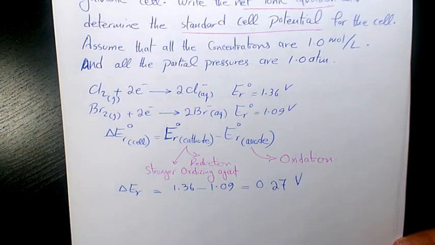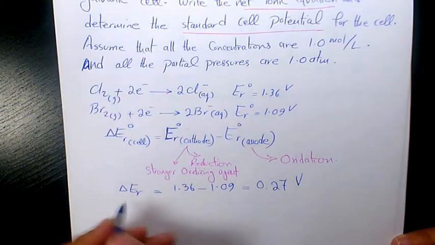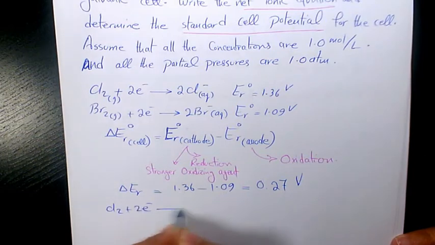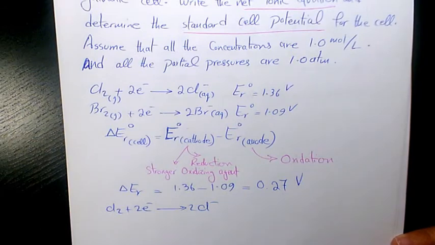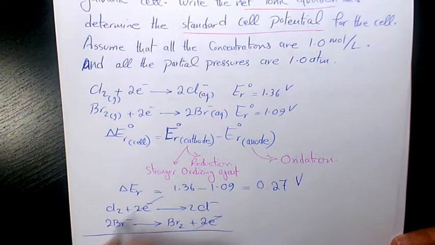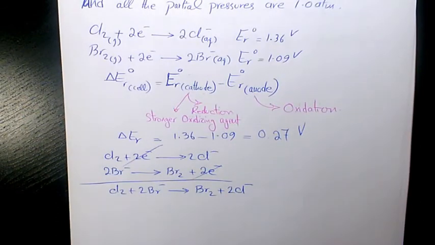Now let's focus on the net ionic equation. So this one is reduction, so we keep it like that. But we need to write the second reaction the other way in order to be able to cancel the electrons. So it's going to be 2 Br⁻ gives us Br2 plus 2 electrons. And when you add them, these two cancel out. We have Cl2 plus 2 Br⁻ gives us Br2 plus 2 Cl⁻. That's the balanced reaction and it's the net ionic equation for these two half reactions.